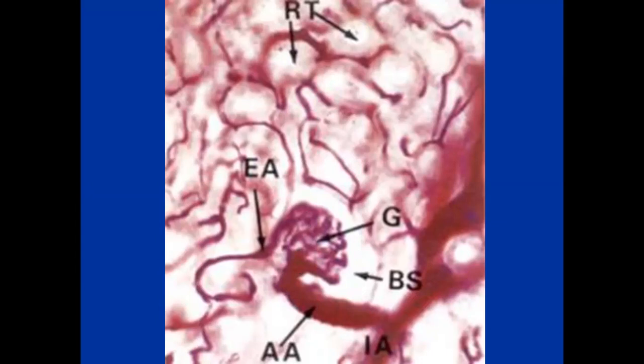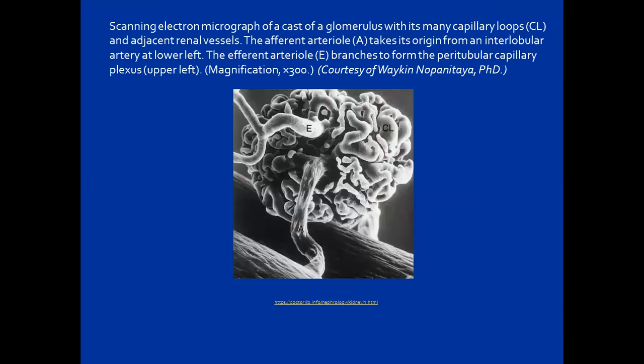And what you can see very clearly here, because you're seeing the dye, is that the bore of the afferent arteriole is much, much bigger than the bore of the efferent arteriole, because you're only seeing the dye, which is showing you the lumen of those. Okay.